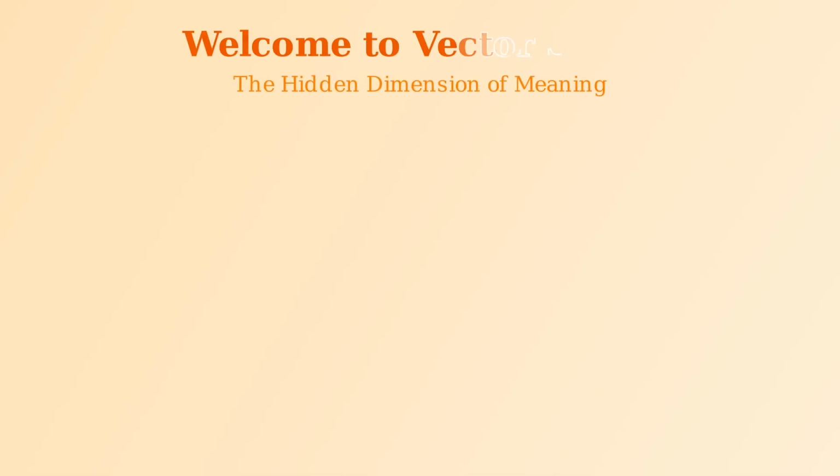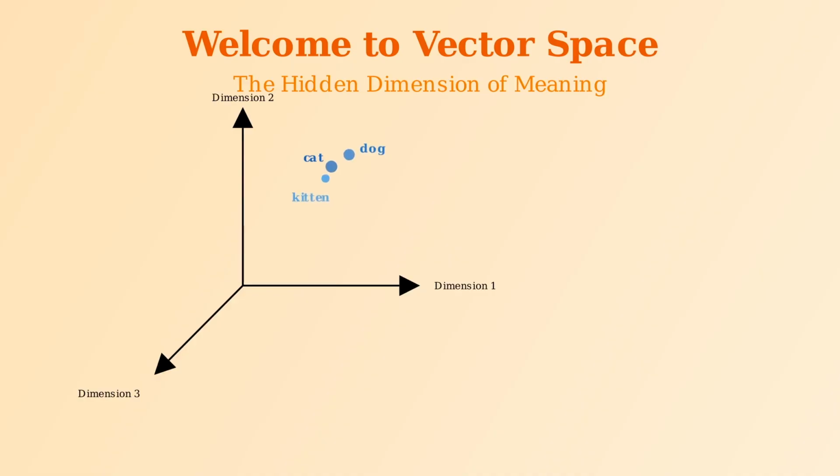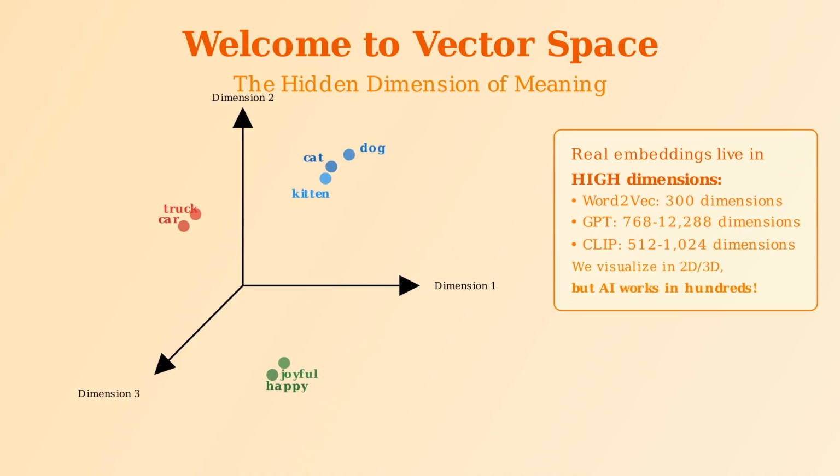Welcome to vector space, the hidden dimension of meaning. Think of embeddings as coordinates in a multidimensional map. Each word has a position defined by hundreds of numbers. We can only visualize 3 dimensions, but real embeddings live in much higher dimensional spaces. Word2Vec uses 300 dimensions. Modern language models like GPT use 768 to over 12,000 dimensions. Each dimension captures a different aspect of meaning.